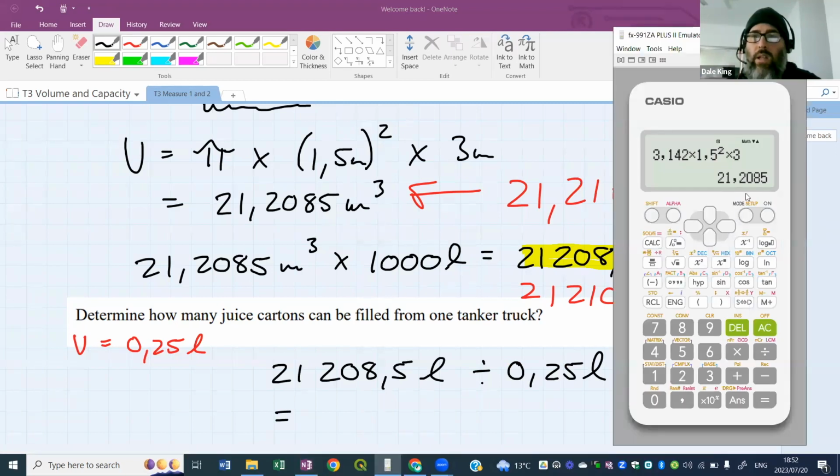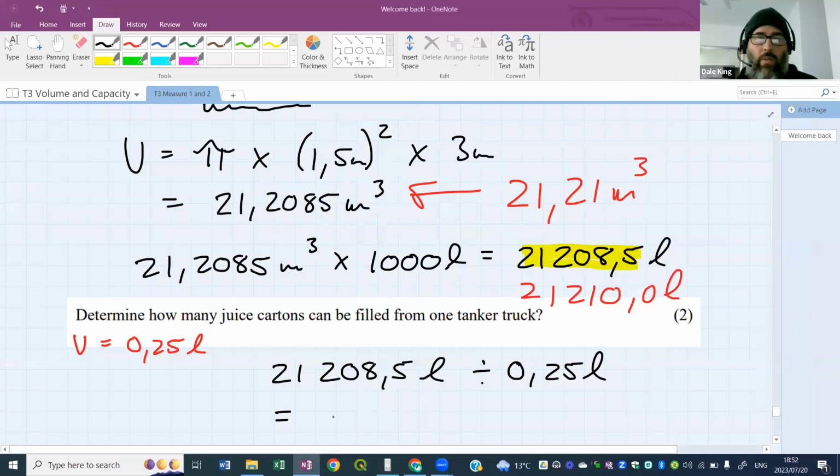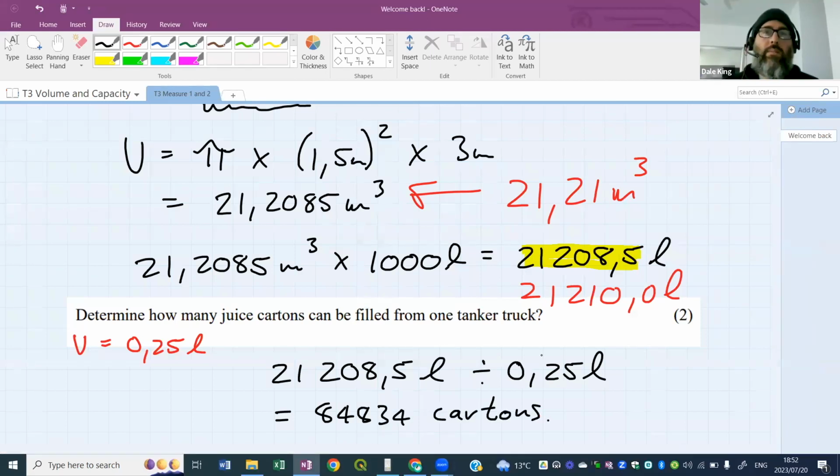All right, so there it is on the calculator, still ready to go. In fact, this needs to be multiplied. That's the different answer. There it is. Now just divide this by 0.25, because each carton is 0.25. 84,834. 84,834 cartons. Well done. You all happy with that? You should all be happy with that. Shout if you're not. Okay. Are there any questions so far, or can I move on to the cracker at the end of the lesson? The cracker question.